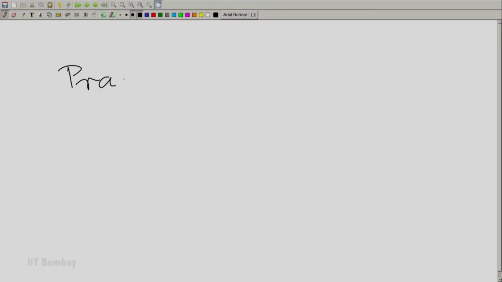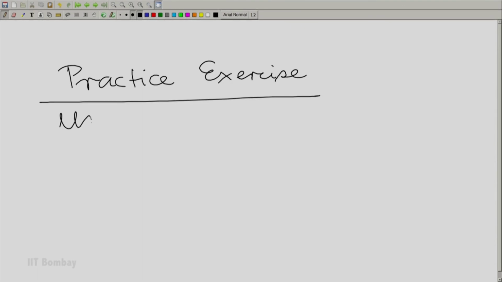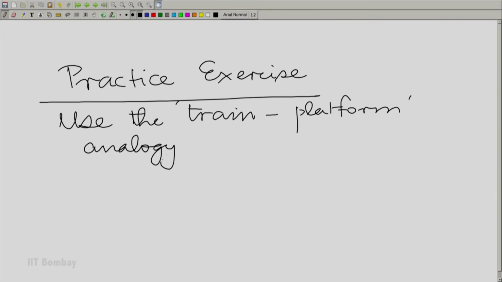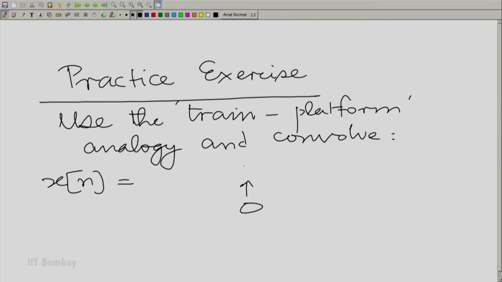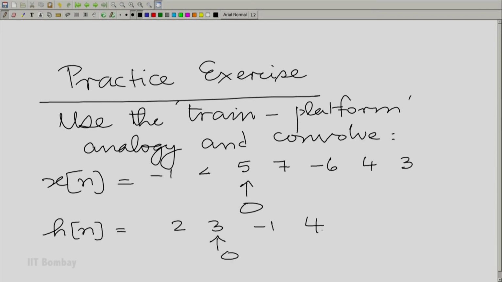I recommend that you practice it for a few examples. Let me give you an exercise to enable you to practice. Let me put down an exercise for you. Practice exercise. Use the train platform analogy and convolve. So, I have given you this exercise here.